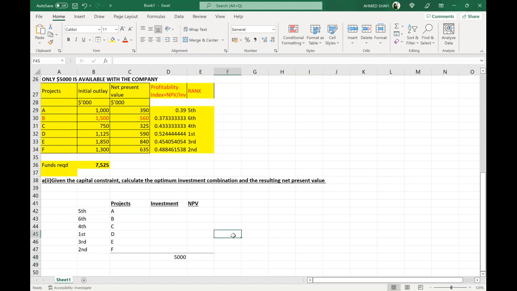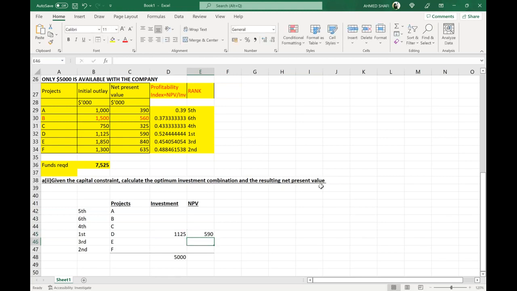Okay, let's start. What is the first rank project? D. So inject funds in D. How much funds does D require? D requires 1125. Since we have 5,000 at the moment, we have that. Inject 1125. Since you have injected the whole amount in D, you will get the whole NPV. What is the whole NPV of D? 5.